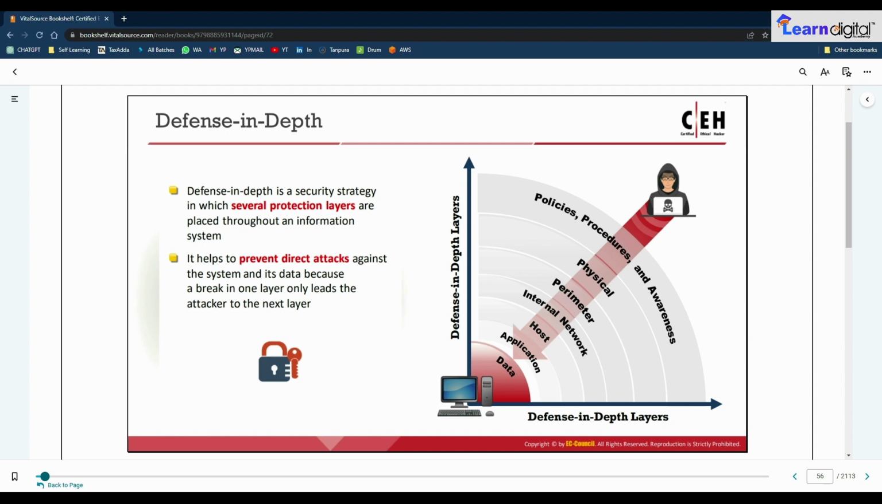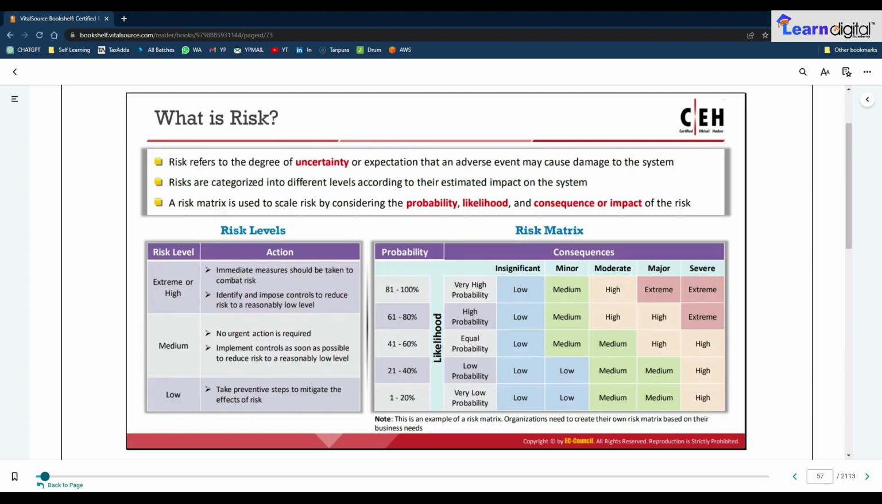You can see that this is a 7-layer protection model, where you can see policies, procedures, and awareness, then the physical layer, then perimeter, then internal network, host, application, and then data. So these are the 7 layers, and we can have a look at that part. This is known as defense in depth.